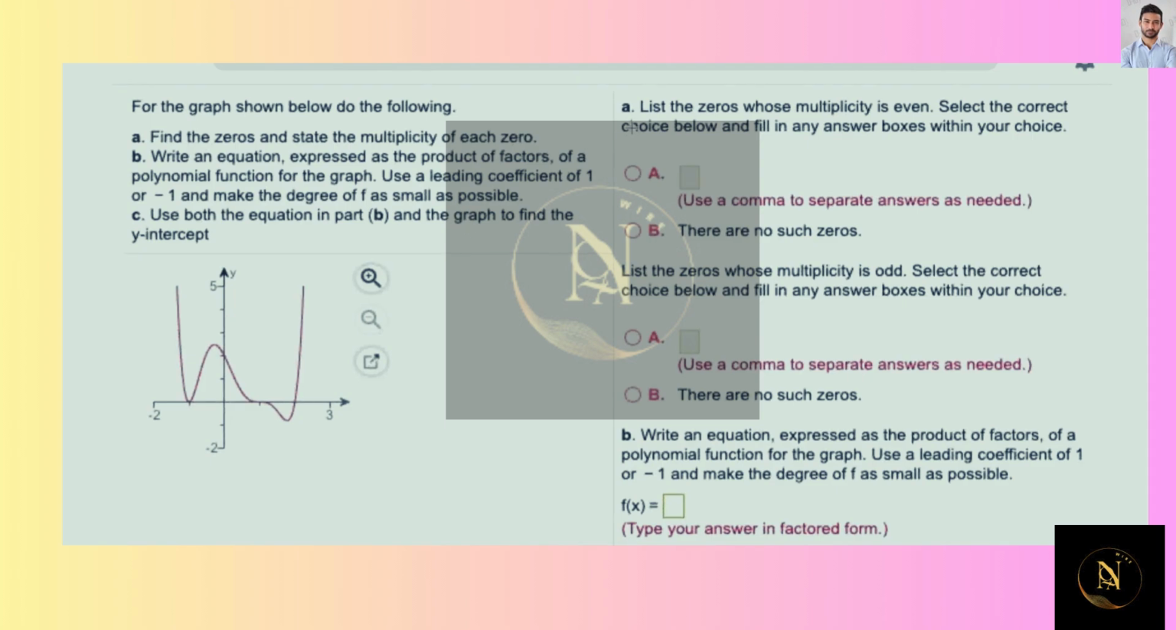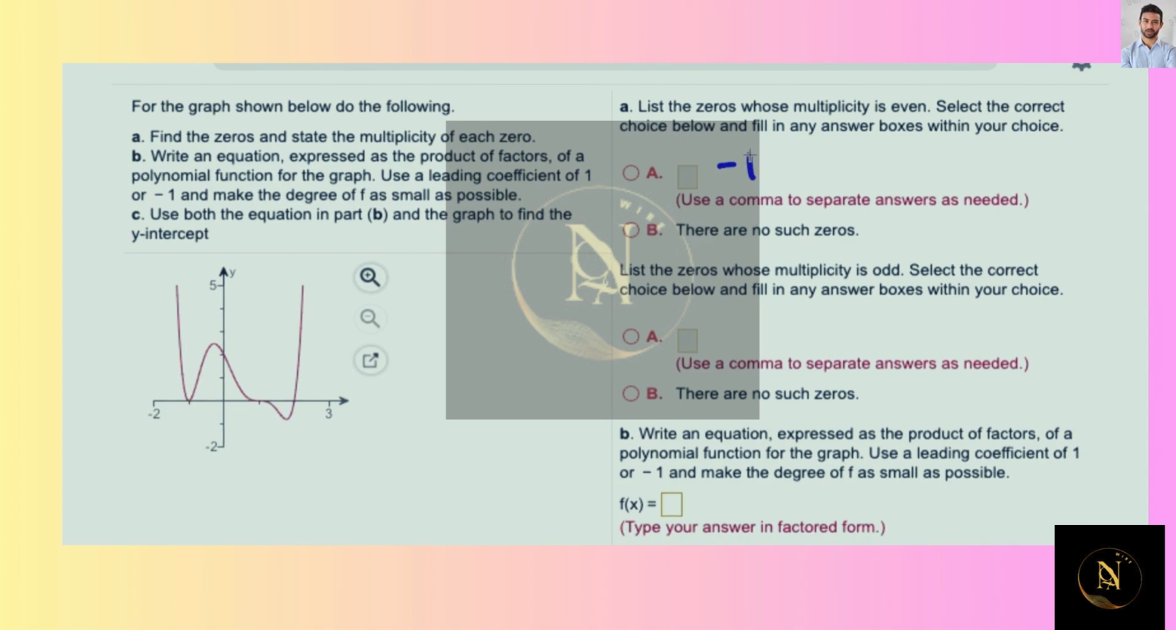For the first part, we want to list the zeros whose multiplicity is even. That's where it's going to be touching and turning around on the axis, like at -1, which is the only one. The zeros whose multiplicity is odd, that means it goes through the axis, such as at 1 and 2.